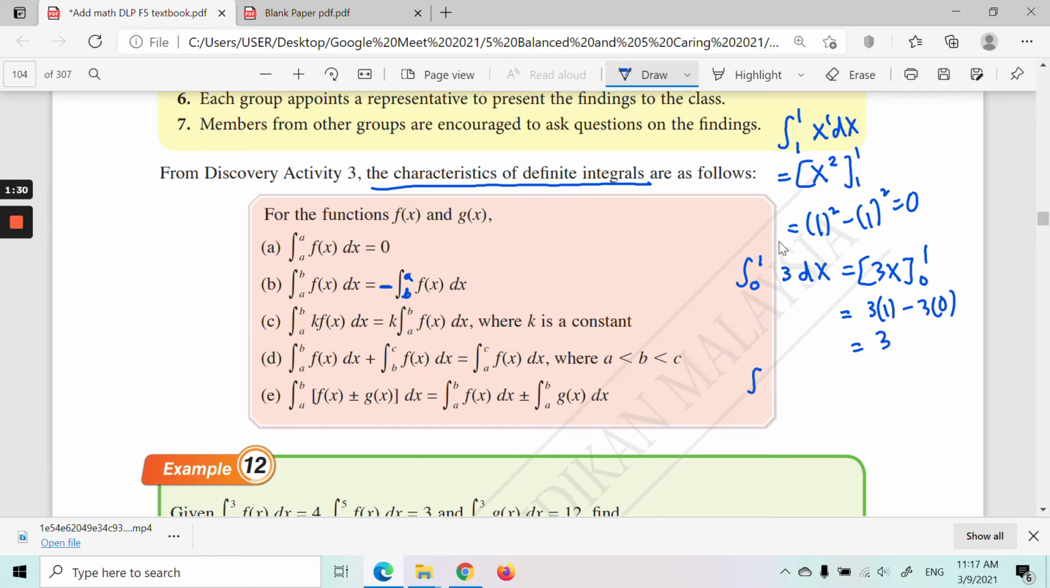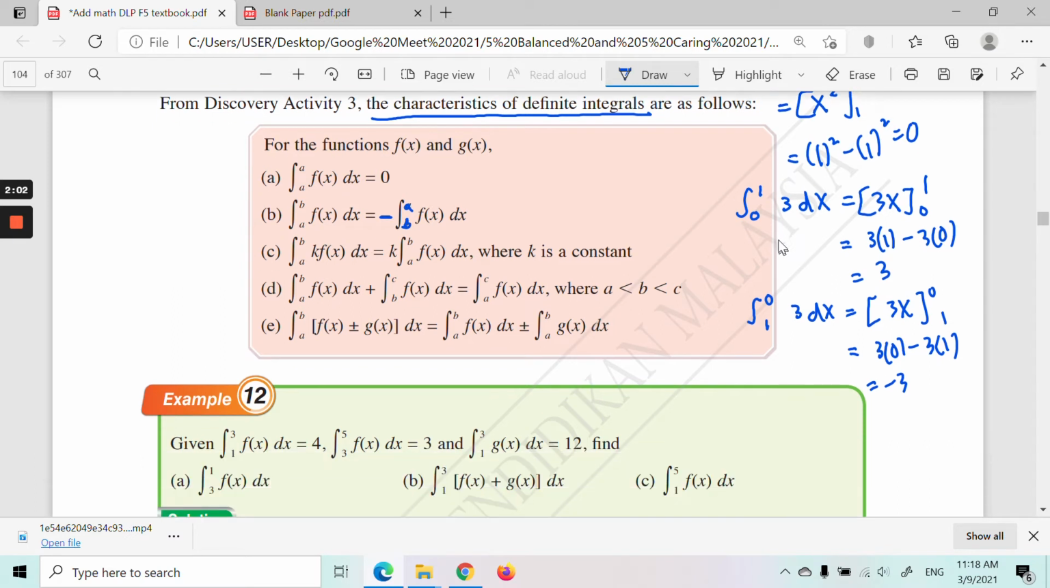What happens if I change 0 and 1? Integrate 1 to 0 for 3 dx. You see what happened? Here I will have 3 times 0 minus 3 times 1, so my answer is minus 3. Have you noticed that one is 3, one is minus 3? So we can make a conclusion for the second law: integrate a to b, if you want to change the place for a and b, you will need to put a minus in front to make it equivalent.